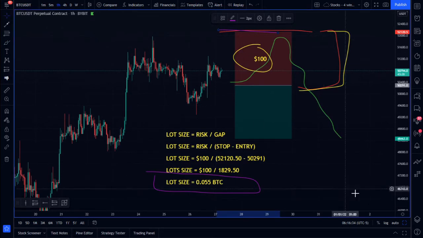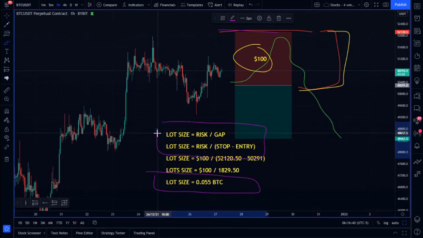So that's pretty much it. This is the formula right there. You know, if you can remember gap, great. If you can't remember gap, just remember this one. Lot size equals risk divided by the gap, which is stop minus entry.